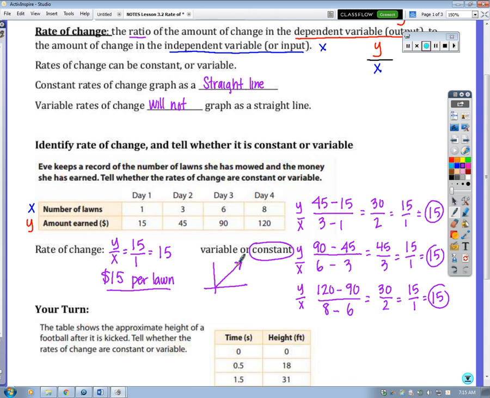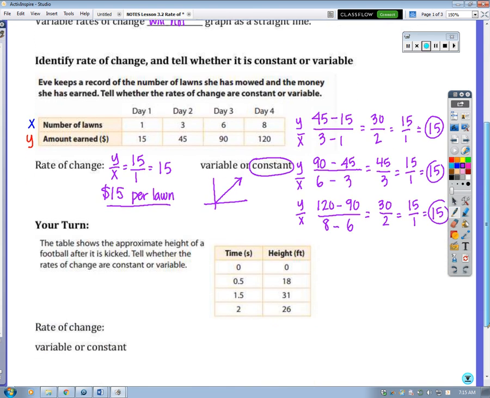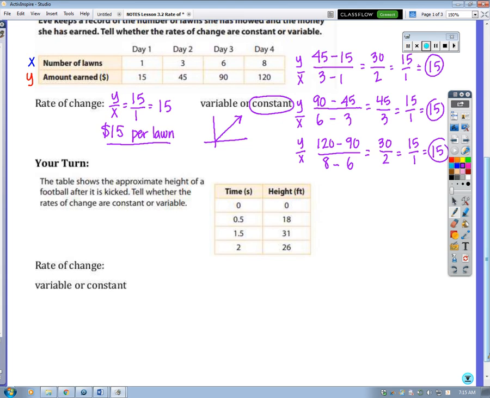So let's go ahead and come down here to your turn. And what I want you to do is go ahead and pause the video. I want you to go through this and try it, and then when you have finished it, go ahead and press play, and you can see if you did the problem correctly.